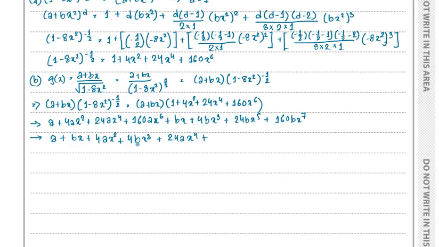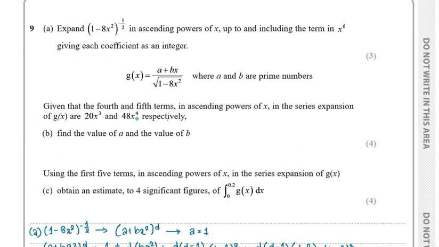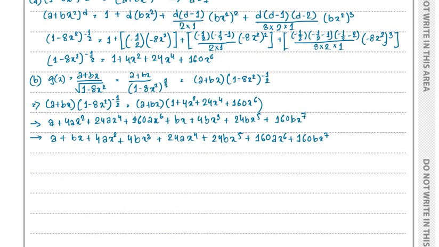And the third, fourth, fifth, and sixth term would be 24b x to the power 5, and I think the seventh term would be, we don't need so many terms, but still this would be x to the power 6, and the eighth term would be 160 bx to the power 7. So if you look at the question, they have already given us the fourth and the fifth term, which is 20x cubed, the fourth term. And we have a fourth term here already, which is 4bx cubed.